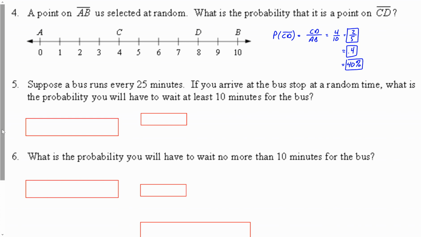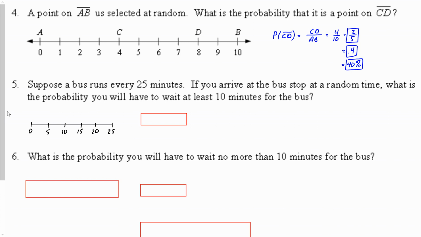Another example of a probability problem that would be a length problem is when it deals with time. If we have a bus that runs every 25 minutes and you arrive at the bus stop at a random time, what's the probability you have to wait at least 10 minutes? So this is a length problem. Time is a linear unit. Here I've made a number line that starts at 0 and goes to 25. That represents the bus running every 25 minutes.